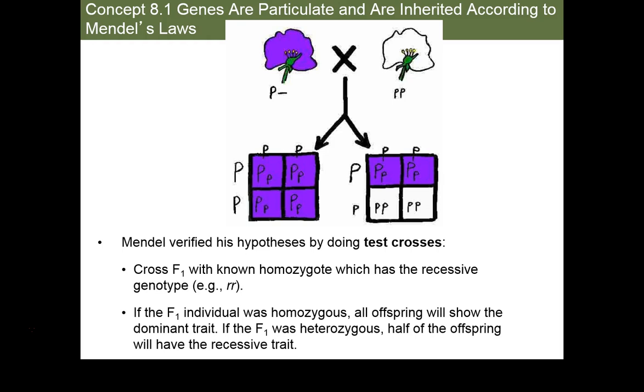To determine if a trait was homozygous dominant or heterozygous with the recessive allele, we would verify this hypothesis by doing test crosses. We would cross the F1 generation with a known homozygote which had the recessive gene. If the plant in question was homozygous, all offspring would show the dominant trait. But if it was heterozygous, half the offspring will have the recessive trait.